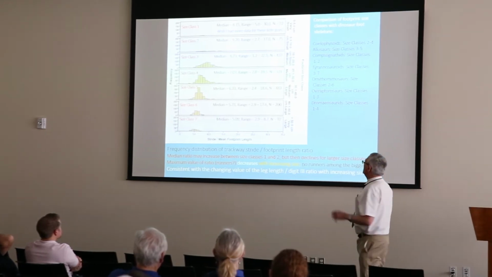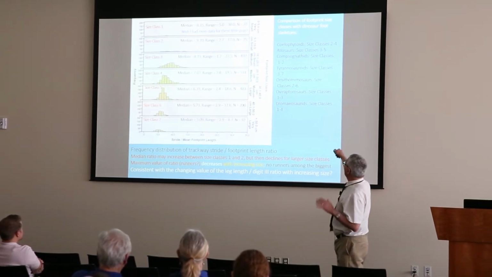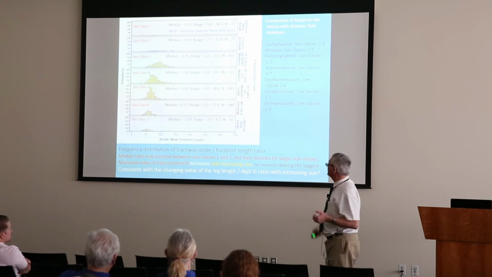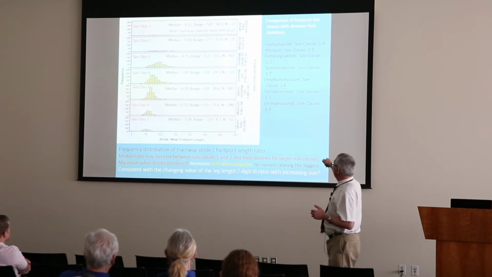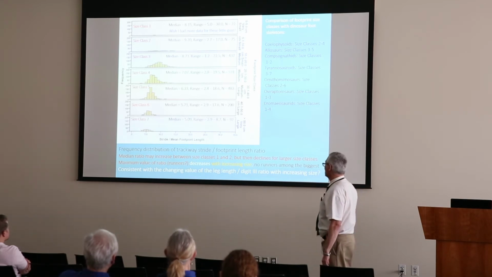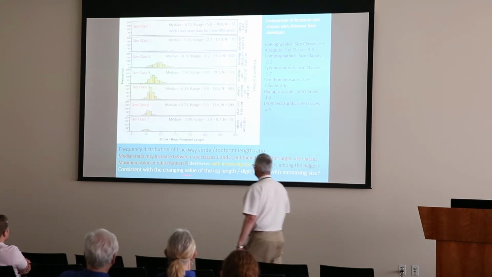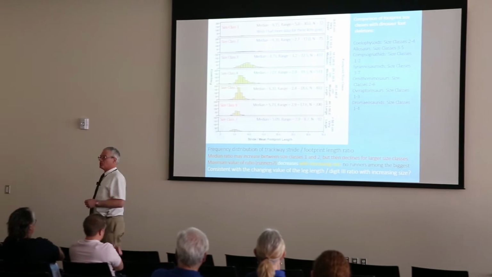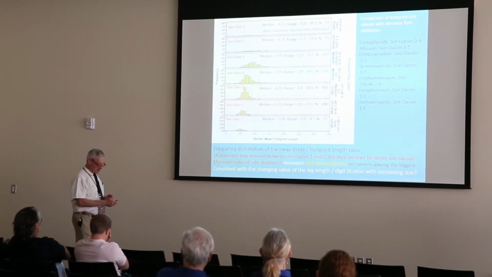Furthermore, as you look at the maximum stride to footprint length for real runners, you notice that you don't get any more of the really, really fast running guys with the really, really long stride lengths as you go to the biggest ones. So again, the trackway evidence does seem to be consistent with what I would have predicted on the basis of the limb length to digit 3 ratio.